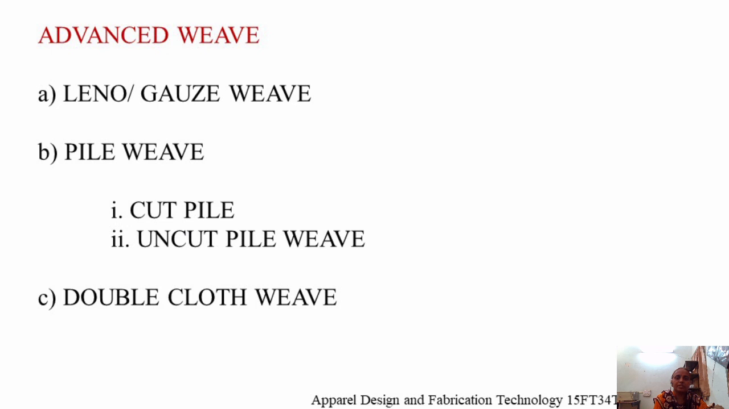Advanced weaves. Under advanced weaves, again groups are there. Lino or the gauze weave. Second one is the pile weave. Again the variations of the pile weave are cut pile weave and uncut pile weave. Third one is the double cloth weave. These come under advanced weave. So advanced weave: lino or gauze weave, pile weave and double cloth weave.